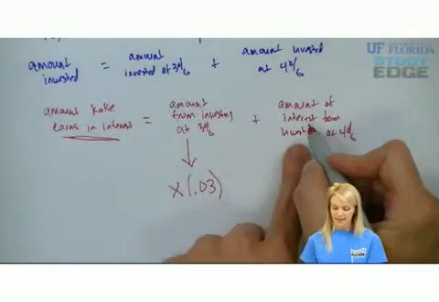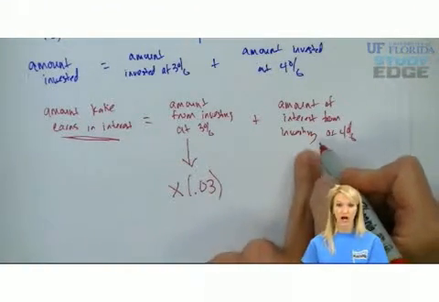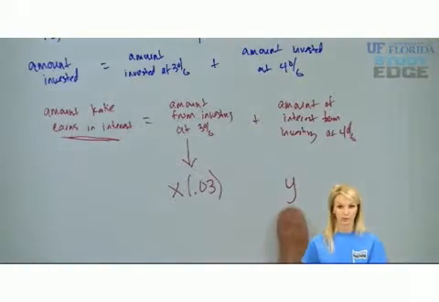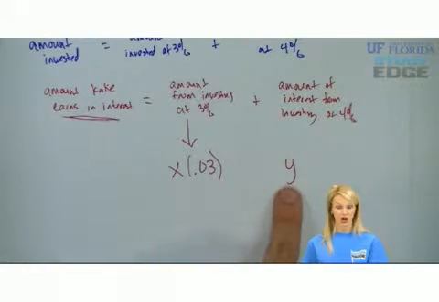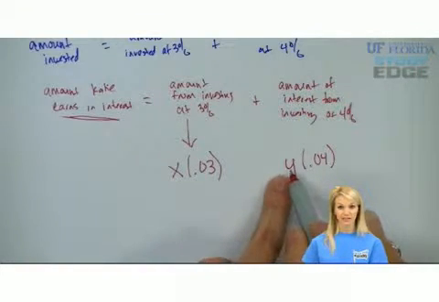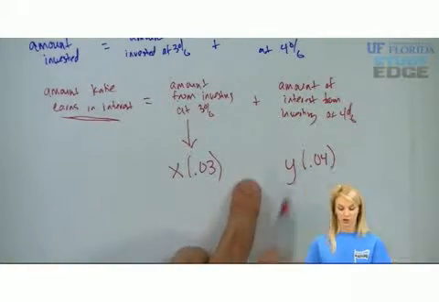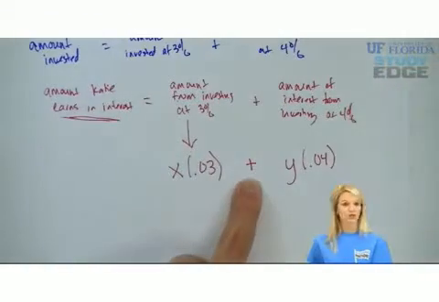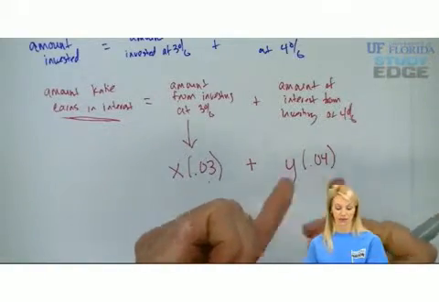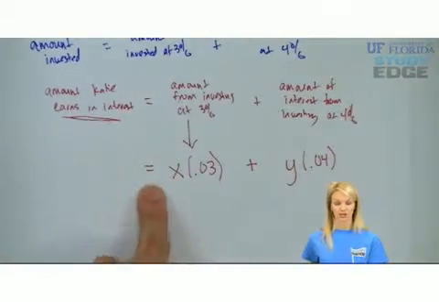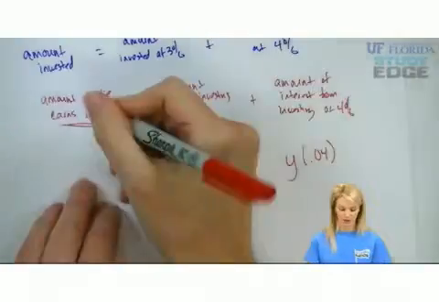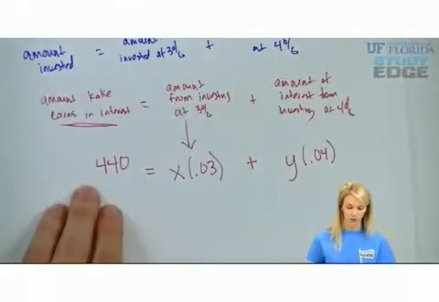Now, how much interest does she earn off of the money that she puts in at 4%? Well, she puts in Y dollars to invest at 4%. So the amount of money that she's going to earn is Y times 0.04. The amount of money that she invests times the interest rate that she gets. So the total amount that she gets from interest is just those two added together. Some of the interest comes from investing at 3%, some of it comes from investing at 4%. Well, the total amount that she earns in interest is what? That was given to us. That's $440. The total amount she's going to earn is $440.